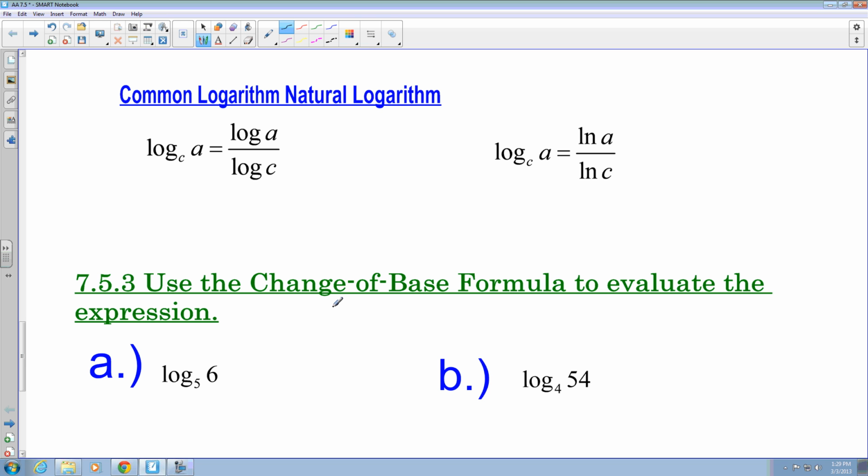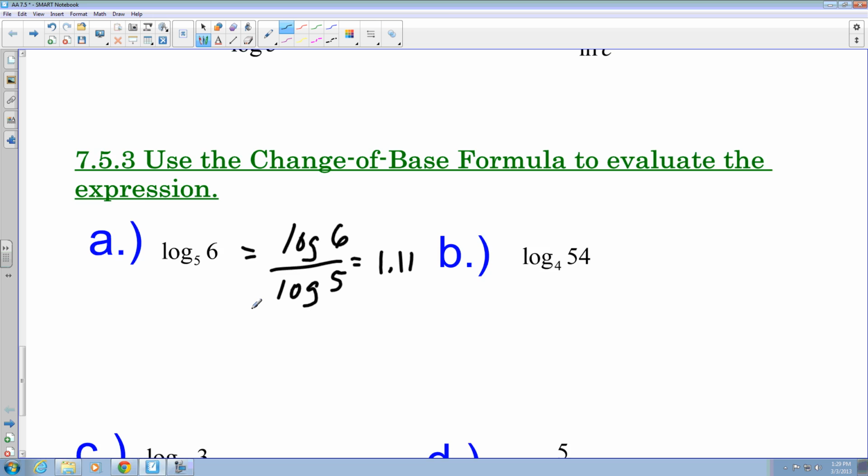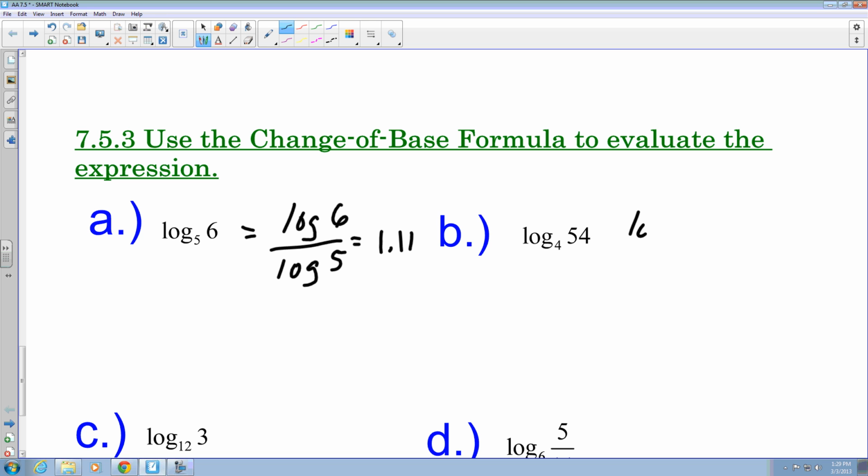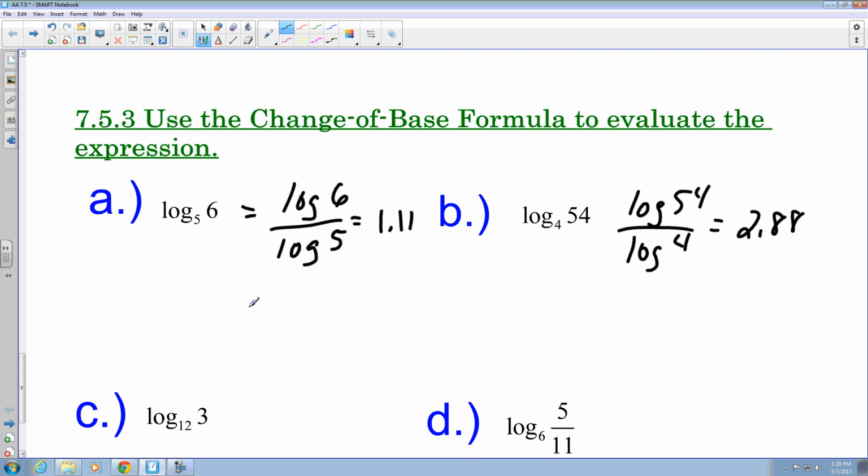So here I have log base 5 of 6, so that means I can just rewrite this as log of 6 divided by log of 5. And when I punch this into my calculator, I roughly get about 1.11. If I do this for B, again, it's going to be log 54 divided by log of 4. Punch this into my calculator, it's about 2.88.